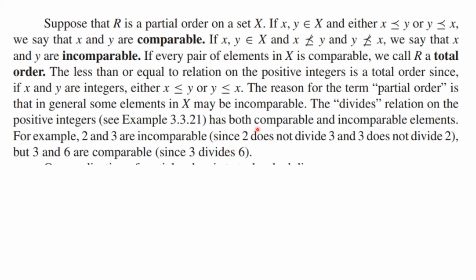Let's look at an example of this. The less than or equal to relation on the positive integers is a total order, since if x and y are integers, then either x is less than or equal to y, or y is less than or equal to x. But if we talk about a different relation, for example the relation called divides, meaning dividing evenly, on the positive integers, it has both comparable and incomparable elements. For example, 2 and 3 are incomparable since 2 does not divide 3 and 3 does not divide 2. But 3 and 6 are comparable because 3 divides 6.